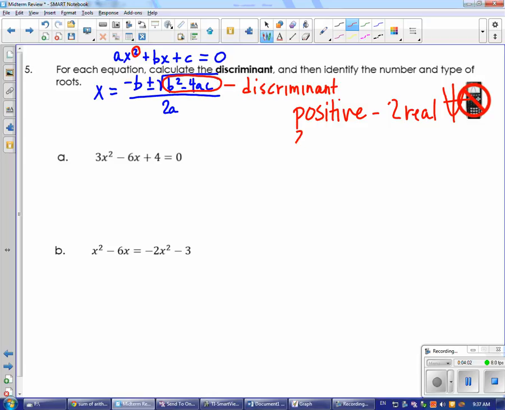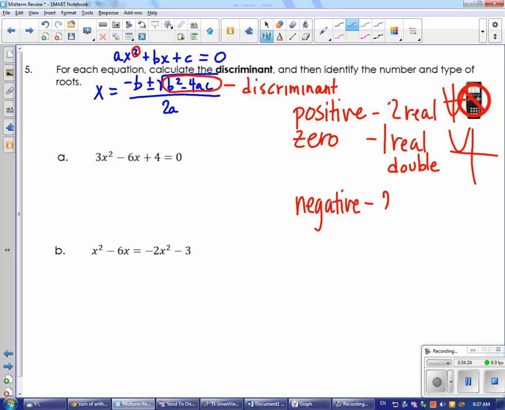If the discriminant is 0, that means I have 1 real root, but it's a double root. And what that means is there's going to be a turning point on the x-axis. And so my x-intercept is actually going to be the vertex of the parabola, and that counts as a double root. And then if my discriminant is negative, that means I have 2 non-real or complex roots. And that means that my parabola is not going to cross the x-axis. So there's a turning point, but it doesn't occur on the x-axis.